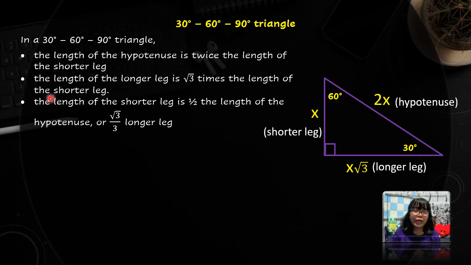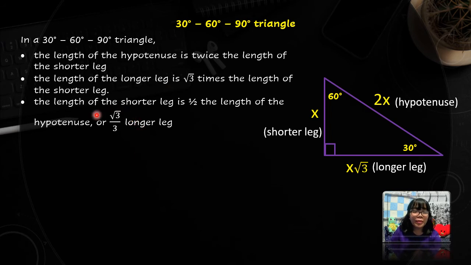So, given the shorter leg, we need to multiply the shorter leg by the square root of 3 to get the length of the longer leg. So, if your shorter leg is equal to 5, then the longer leg will be 5 square root of 3. Or, if given the longer leg, then you need to divide the longer leg by square root of 3 to get the value of the shorter leg.